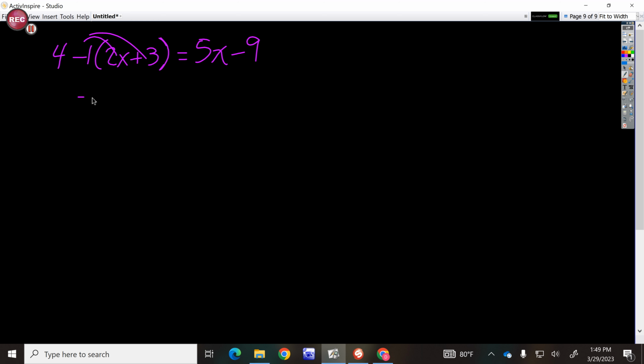So here, that brings down negative 2x minus 3. Bring everything else down as is. I saw people doing work and moving stuff down to the opposite side for no reason. Right where it is, you bring it down. Keep it clean. Now, what are like terms on the left side? 4, negative 3. 4 minus 3 equals positive 1.